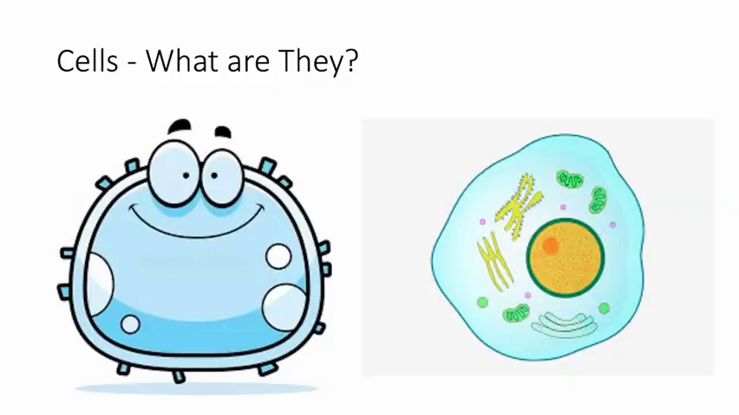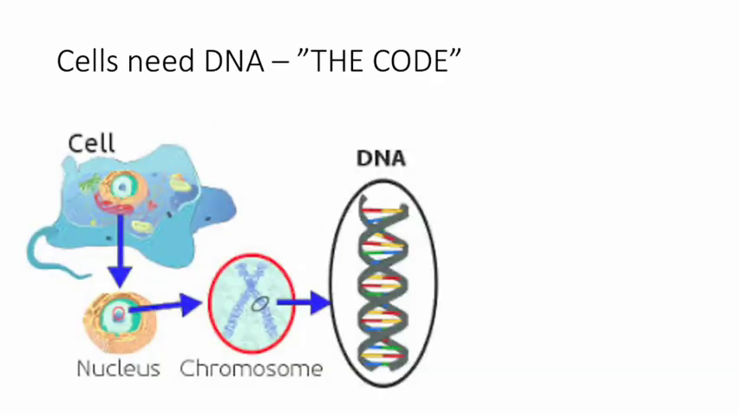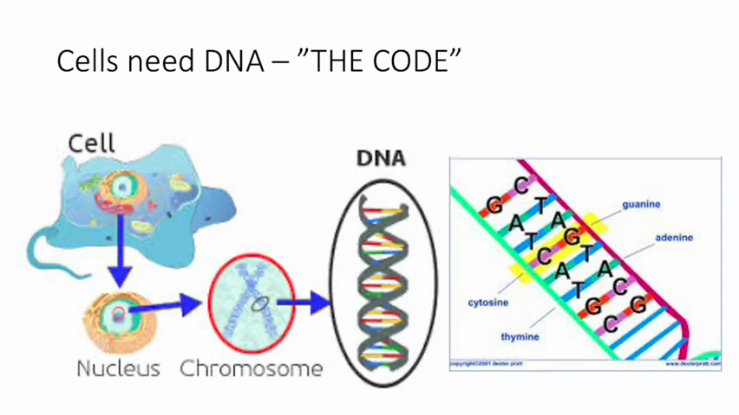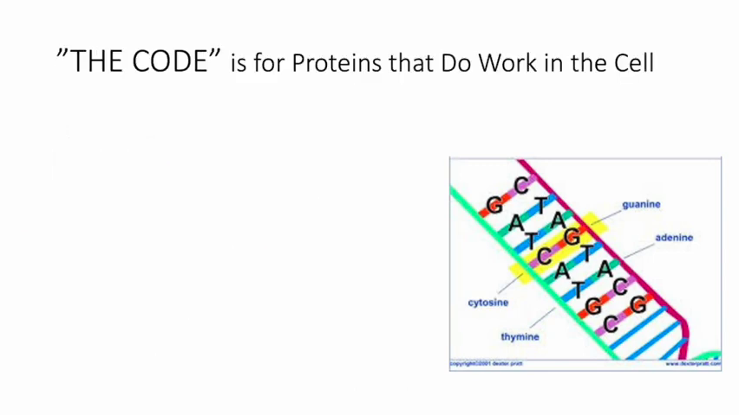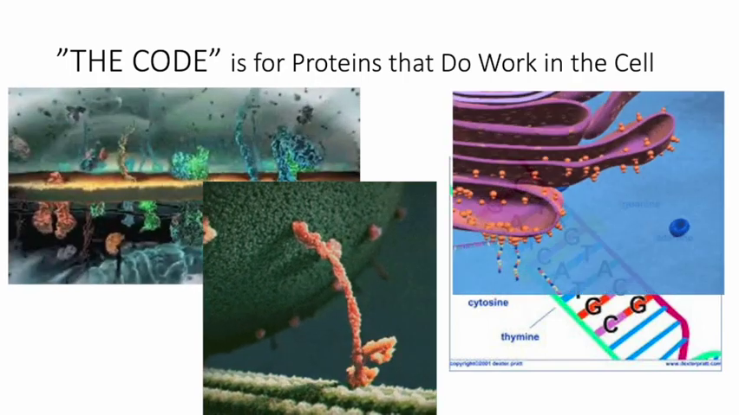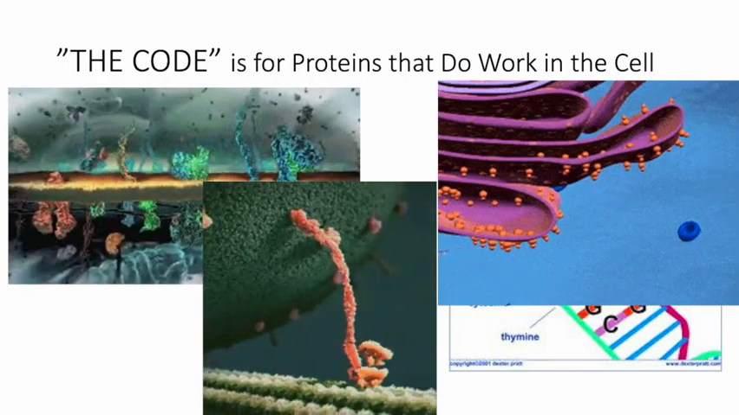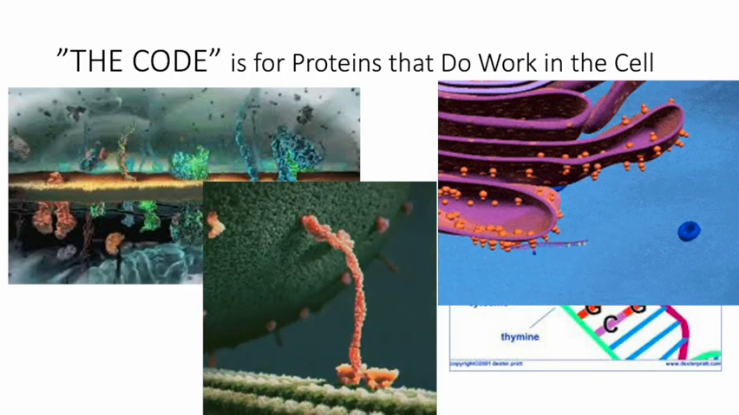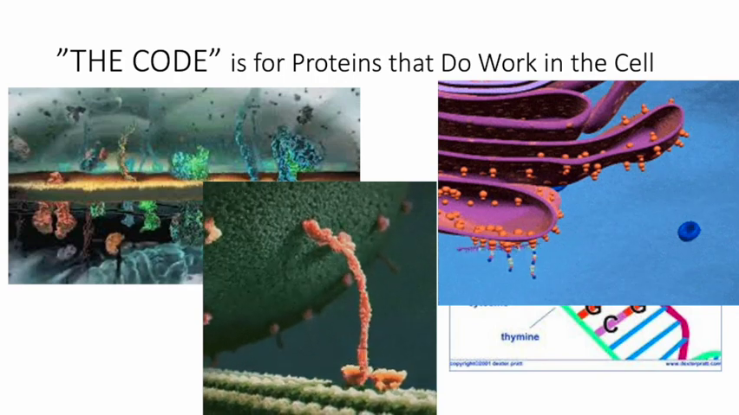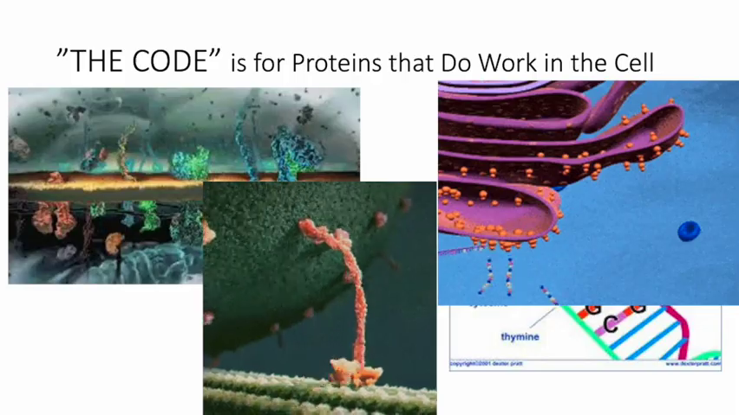So, what we're doing today is we're modeling a cell, and a cell is the basic unit of a body or an organism. All cells need the DNA code, and the DNA code is made up of 4 bases: adenine, guanine, cytosine, and thymine, which make up the sequences A, T, G, and C. The code codes for proteins that do work in the cell. They ferry things back and forth across the membrane as well as carry things around the cell. They're the elements of the cell that do work and make the cell function.